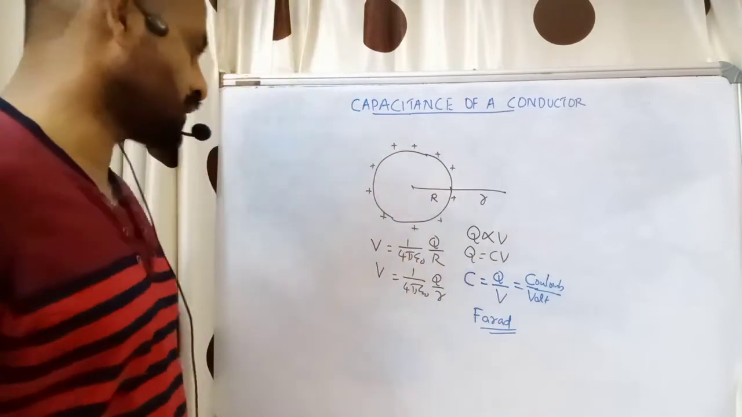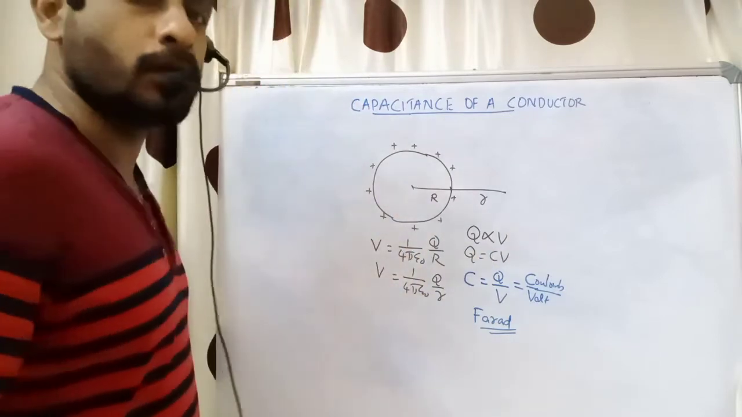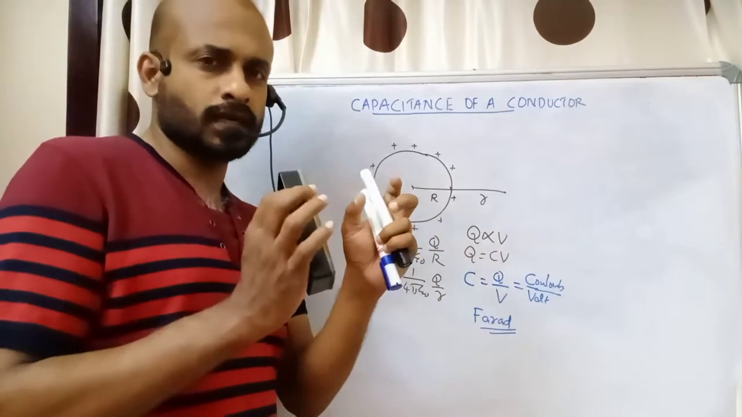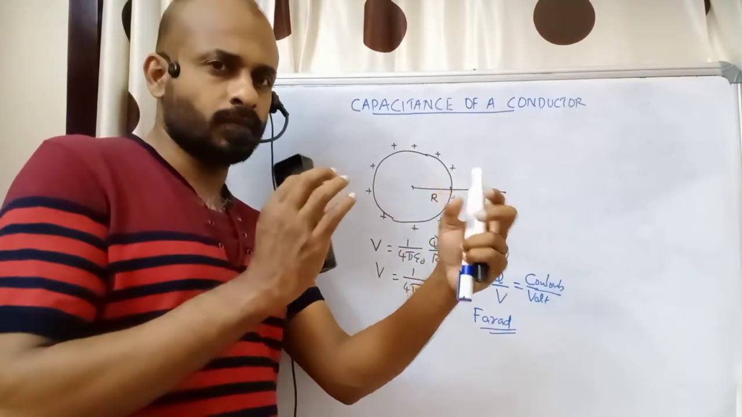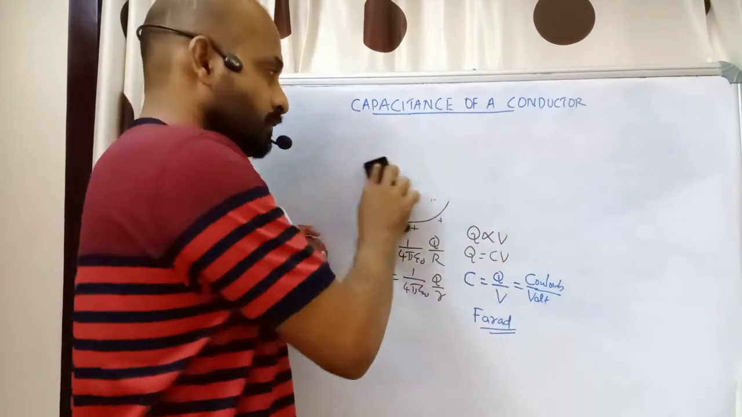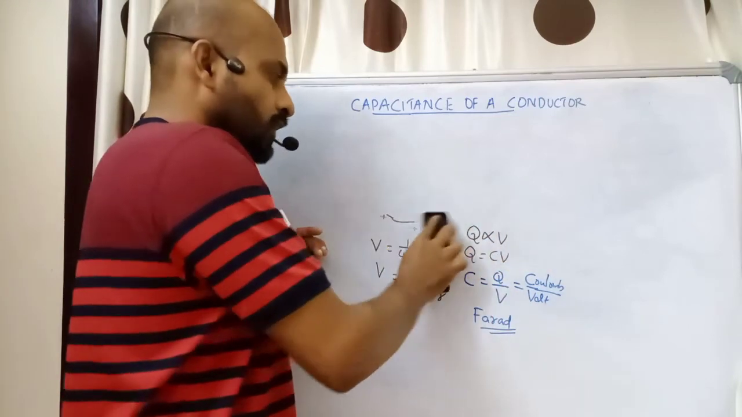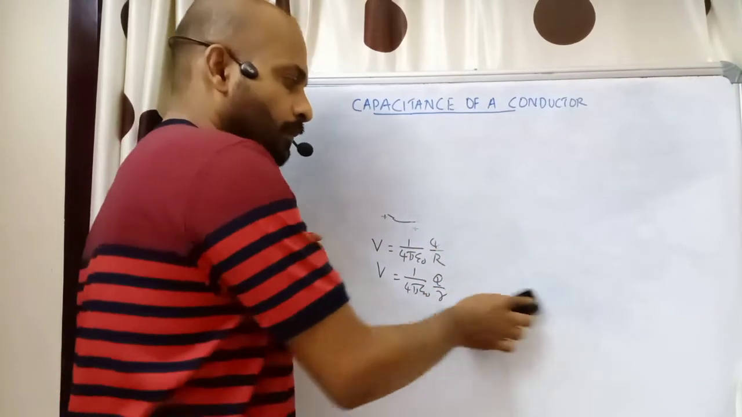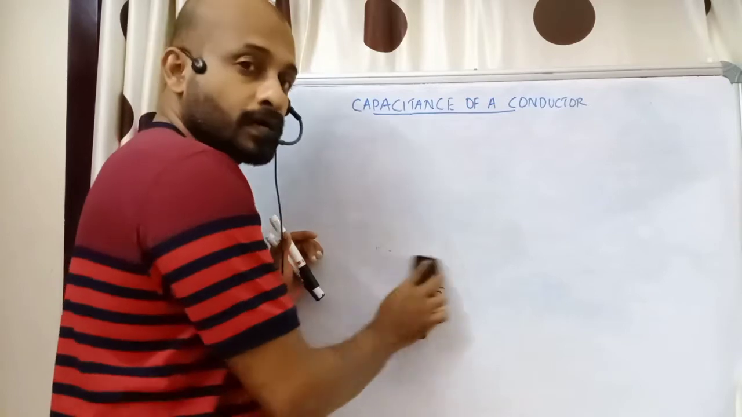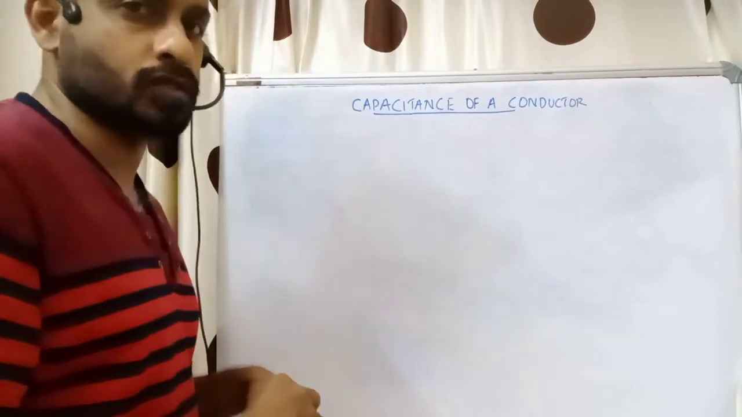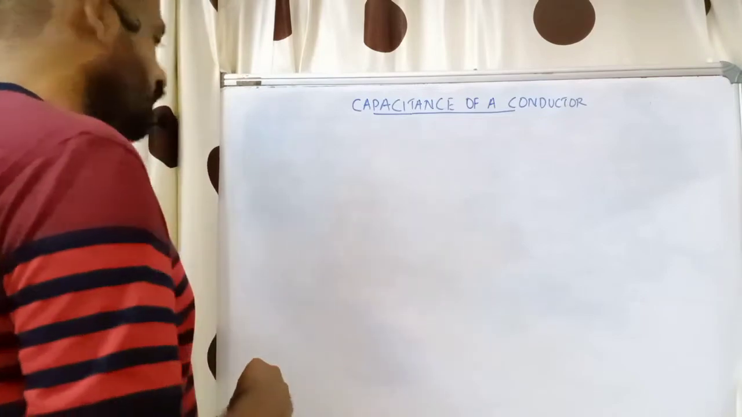Now it is experimentally observed that if you have a charged conductor and one more conductor nearby, the capacitance of the conductor increases. Such a device which can store more charges, having more capacity, is called a capacitor. So a capacitor is a device which can store more charges.